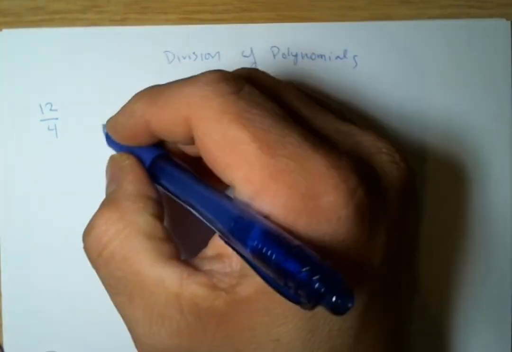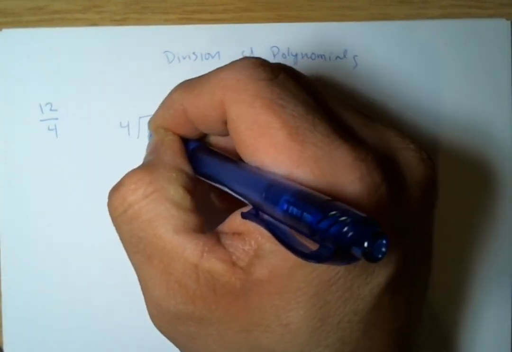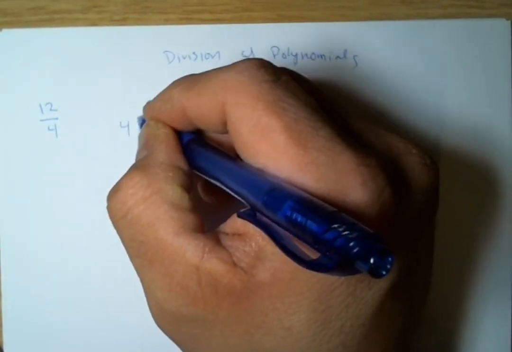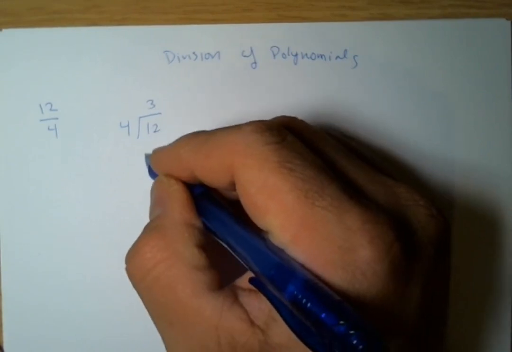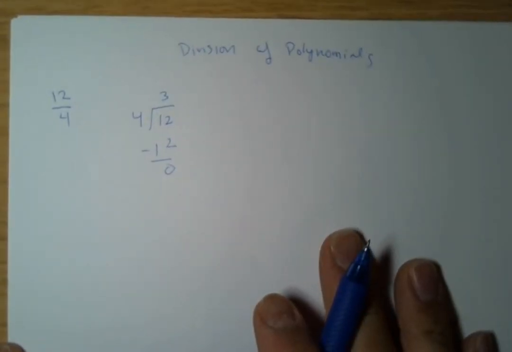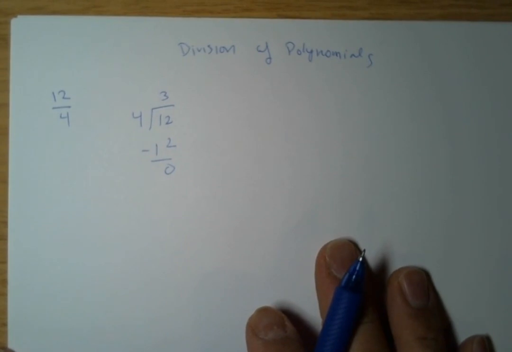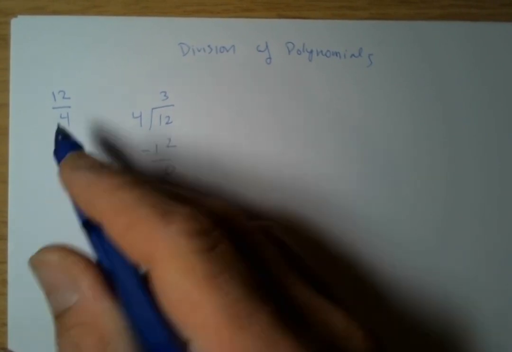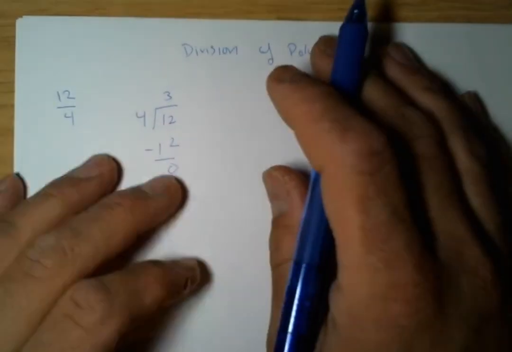So here we sometimes write it like this, and then we do 3 times 4, which is 12, and we get 0, right? And that would be, we have a remainder of 0, right? And we can say that 4 is a factor of 12, right?